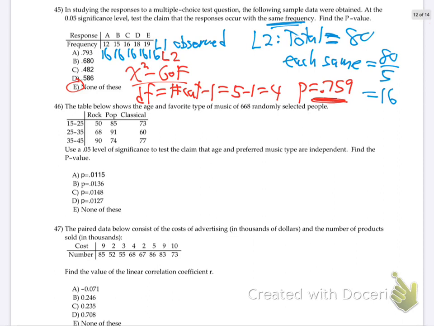Stop me if you want to talk about it, but I'm assuming these are fairly fresh in your mind. But feel free to stop me. 46. The table below shows the age and favorite type of music of 668 randomly selected people: rock, pop, and classical, based upon their ages. Use a 0.05 level of significance to test the claim that age and preferred music type are independent.